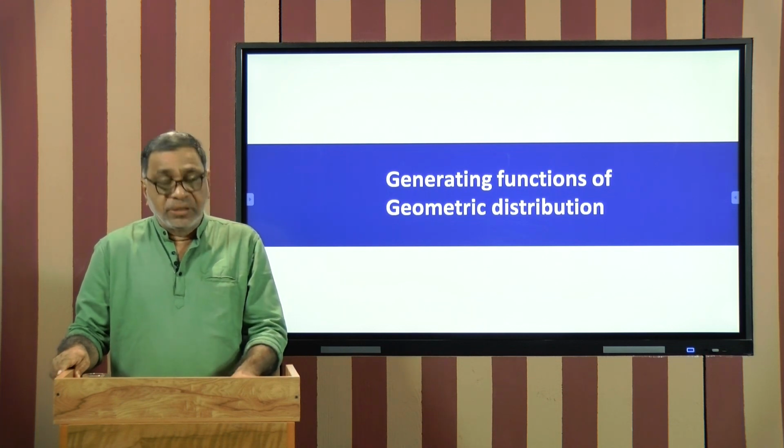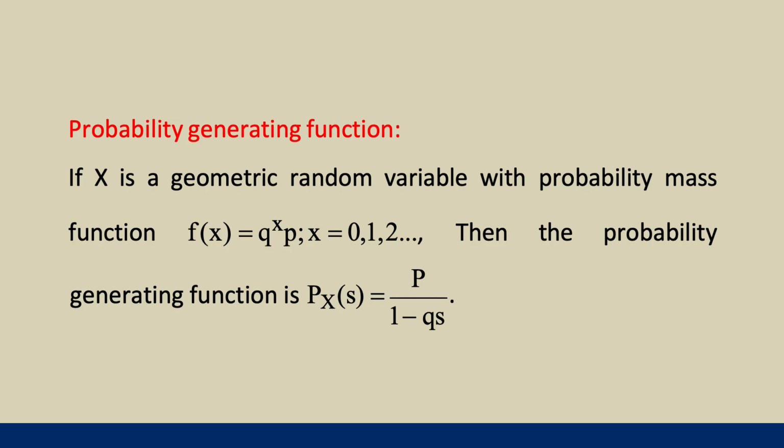In this session, first we are going to derive the probability generating function. If X is a geometric random variable with probability mass function f(x) = q^x p, where x = 0, 1, 2, etc., then the probability generating function is given by P_X(s) = p / (1 - qs).